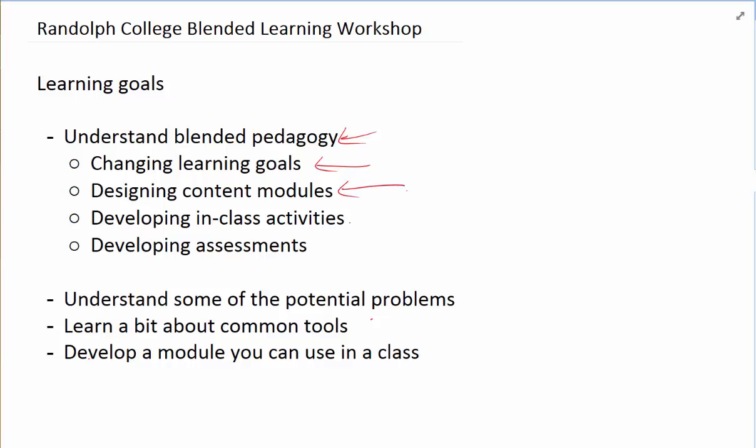How do you go about designing content modules? What would you look at? What is good content to put on the web and what is not good content to put on the web? How would you go about taking that content and manipulating it into a module that you could place out on the web in a coherent fashion so that the people in the class will understand what they need to know before they show up? What sort of activities can you do in class?